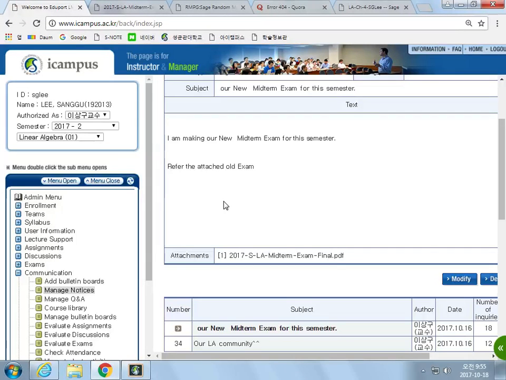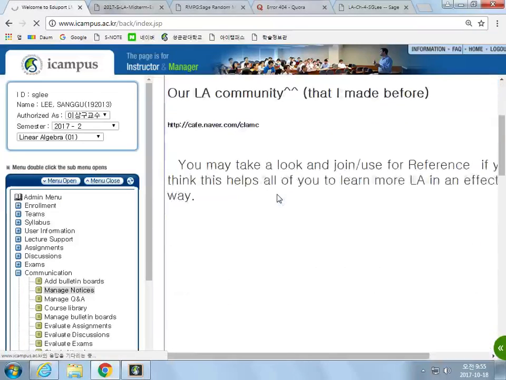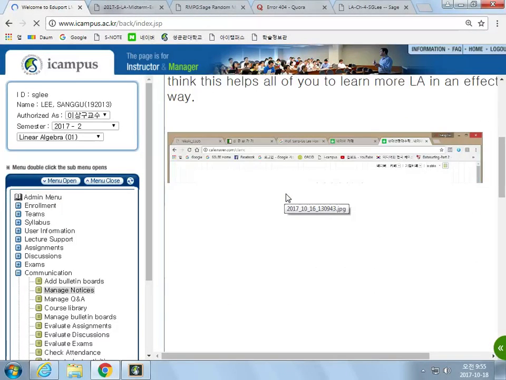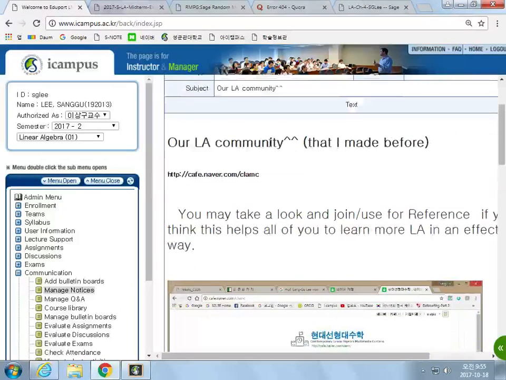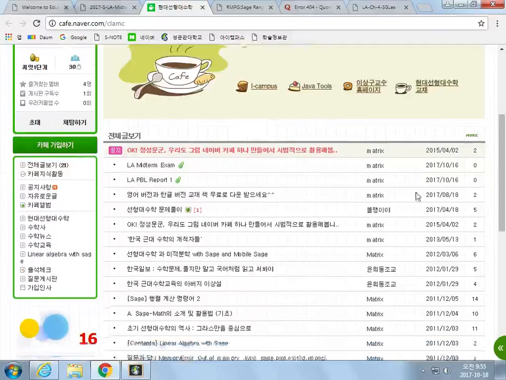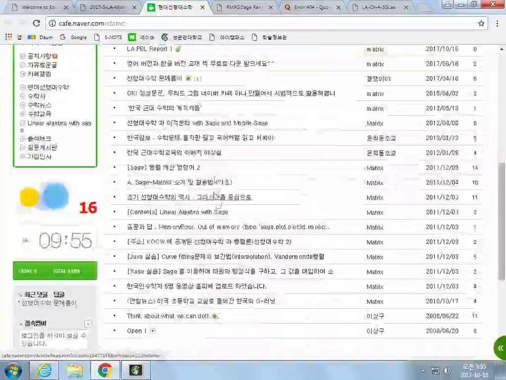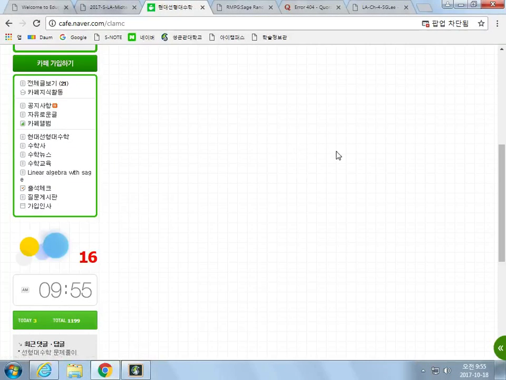So I will make. I started to make our new midterm examination, and this is a sample for you. And also, Mr. Chung mentioned in your PBL report to have our community. So you can find this in the neighbor cafe, and here. That I made it a couple of years ago. And but sometimes we used it. But so anyway, here midterm examination, your PBL report are here, and you can anyway.